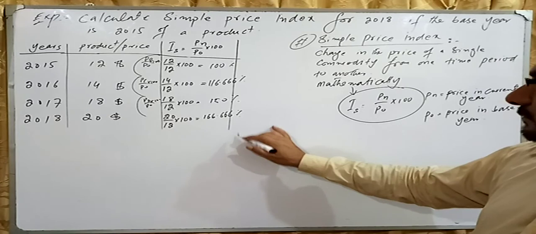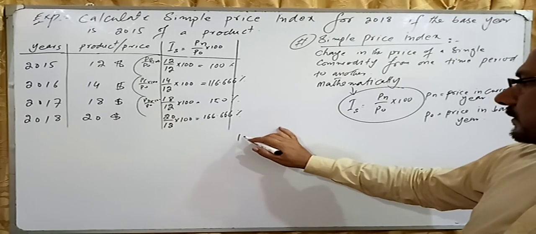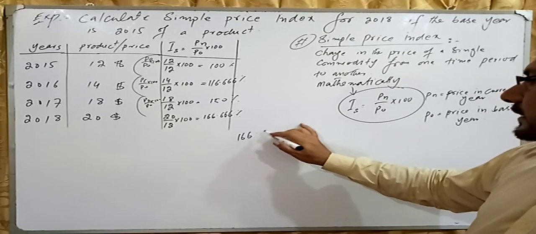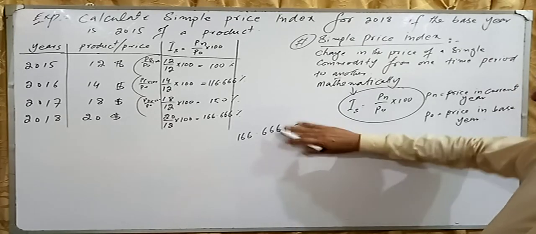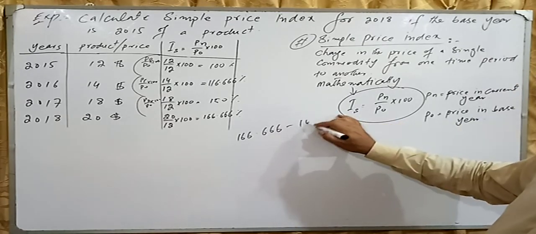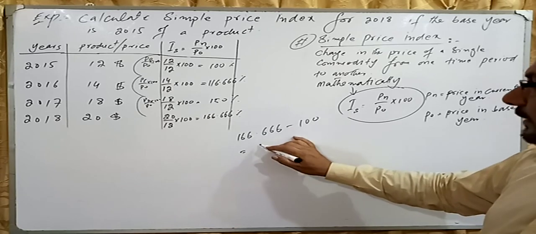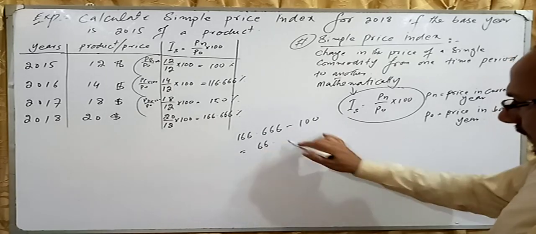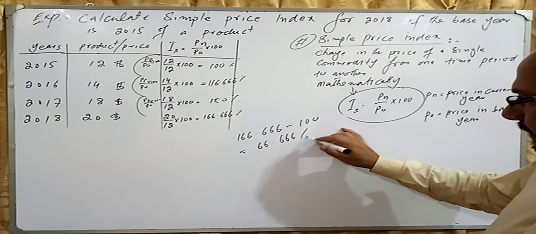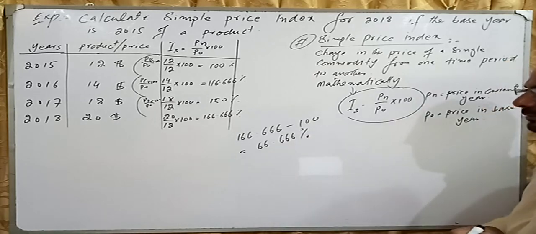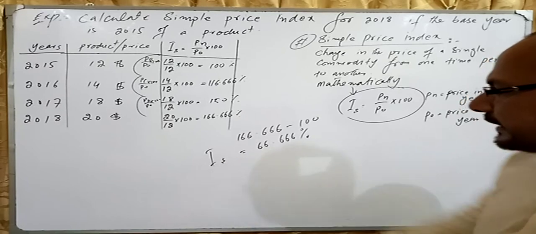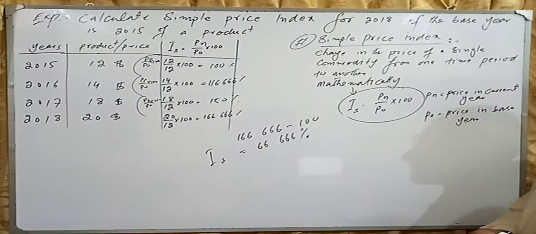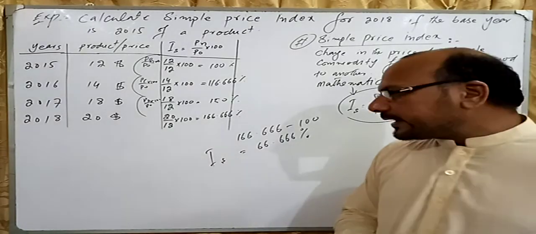Now after calculating all these indices, subtract the first one from the last one. So it will become 166.666 minus 100, which is 66.666%. 66.666% is the index, or the change in the prices.